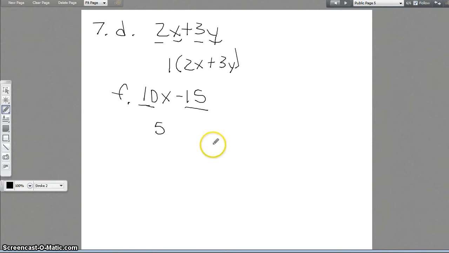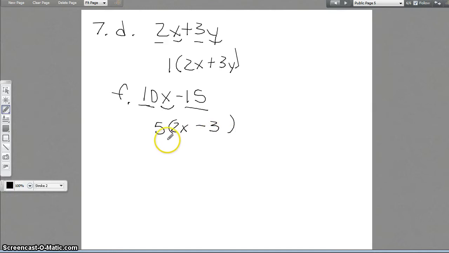Now we look at our variables. Only one of the terms has a variable. That means the greatest common factor for our variable is going to be 1. So now I write my parentheses and I say, what do I multiply by 5 to get 10x? Well, 5 times 2x will give us 10x. Now, what do I multiply by 5 to get negative 15? That's going to be a negative 3. So our answer to part F is 5 times the quantity 2x minus 3.